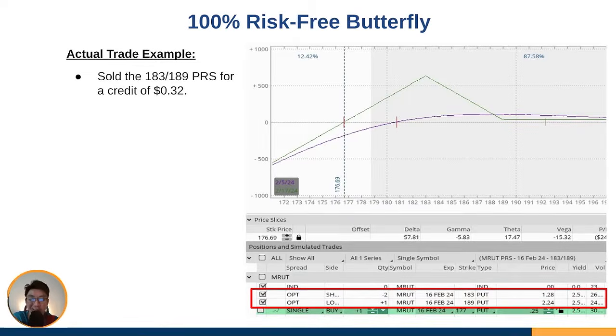Right, so as you can see down here, this is a put ratio spread that I put on. So I sold the 183/189 put ratio spread for a credit of 32 cents, right? So I'm going to receive $32 in terms of premium upfront. So as you can see down here, this is the structure of the put ratio spread. So again, this is where the short put is at, the 2 puts down here, and then the long put is over here, right? You have the 1 long put, and this is where the current market price is.